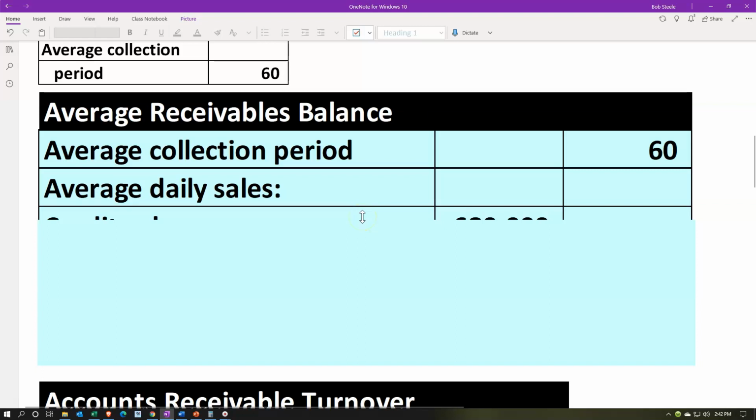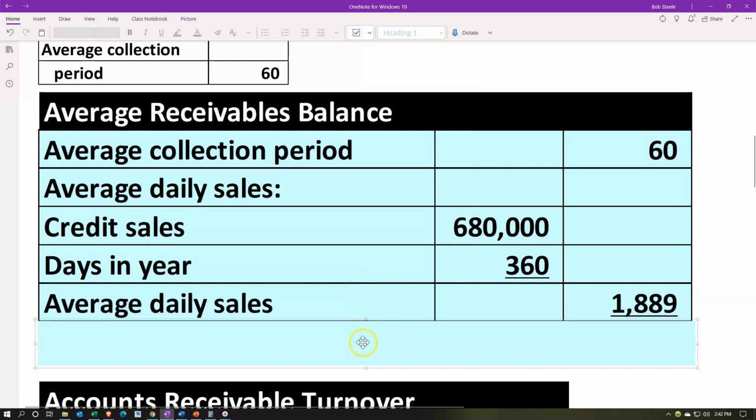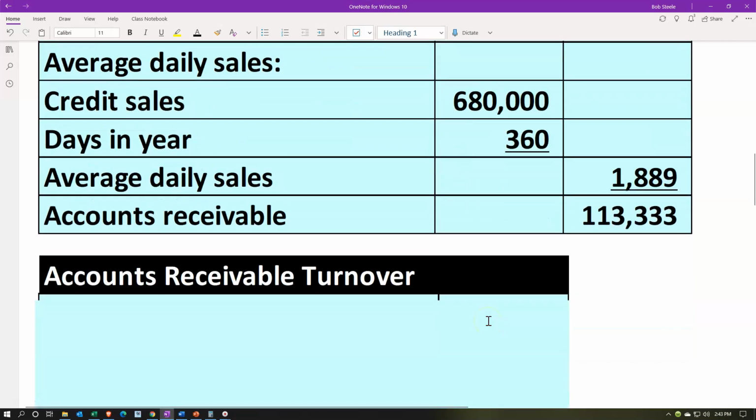But if you were to see it recalculated this way, it would just be the average collection period being 60. Then we can calculate the average daily sales, which once again is the 680,000 credit sales divided by the 360 to give us the 1889 average daily credit sales. And then we can take the 60 times the 1889 about, which gives us about 113,333.